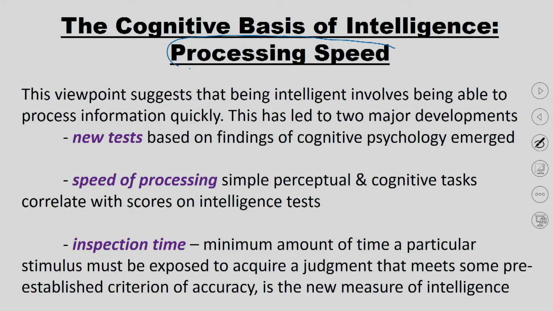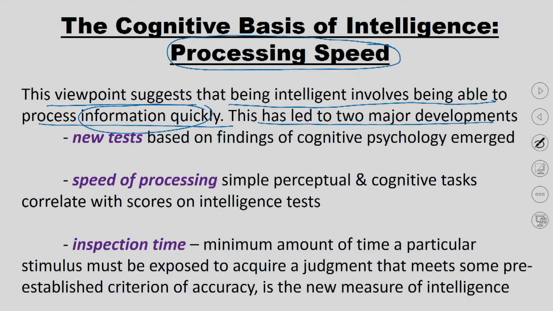Now, how does intelligence come about? The cognitive basis of intelligence. This viewpoint suggests that being intelligent involves being able to process information quickly. Now, as we have seen in Anderson's theory, what Anderson says is that being intelligent is equivalent to how quickly you can process information. That was called basic processing speed in terms of Anderson's theory.